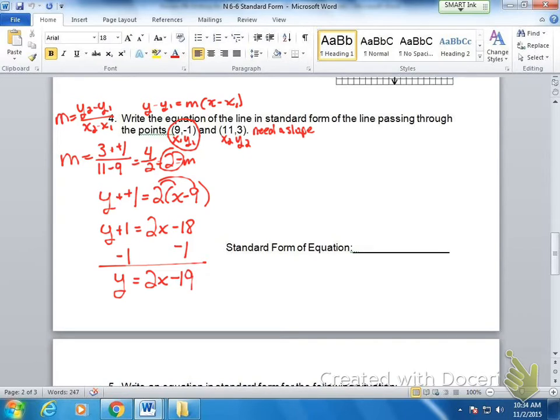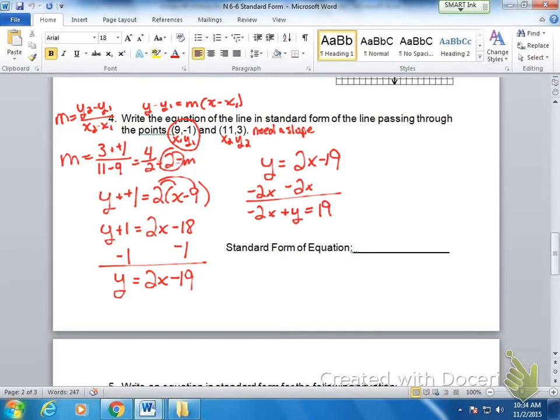Now, that is the equation, but I need it in standard form, so I need an ax plus by equals c. So I'm going to rewrite this up here. So the equation we just found, y equals 2x minus 19. Now, the first thing I need to do is move my x's to the other side. So I'm going to subtract 2x from each side. That gives me -2x plus y equals 19.